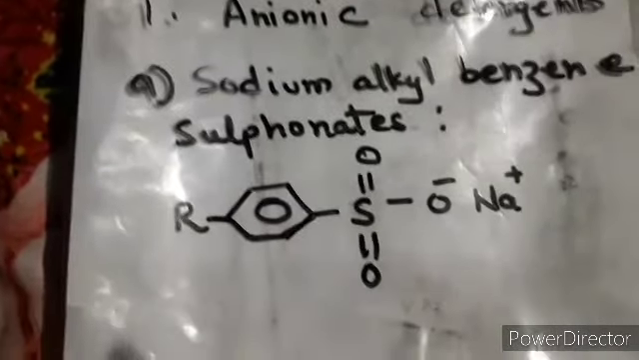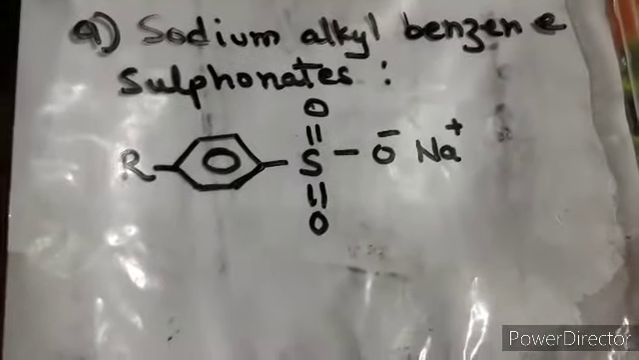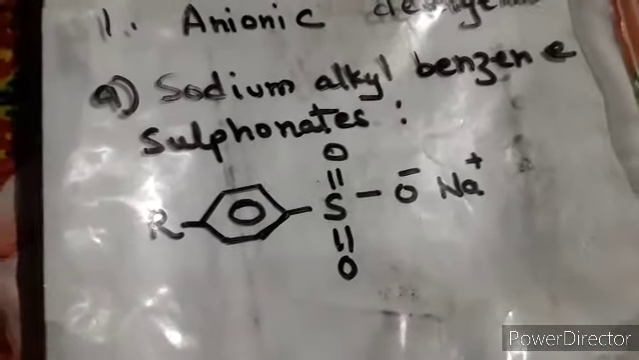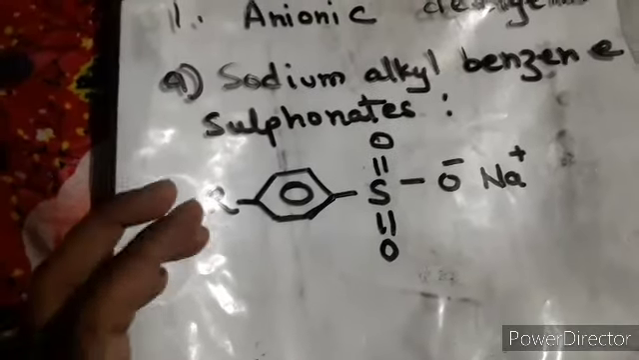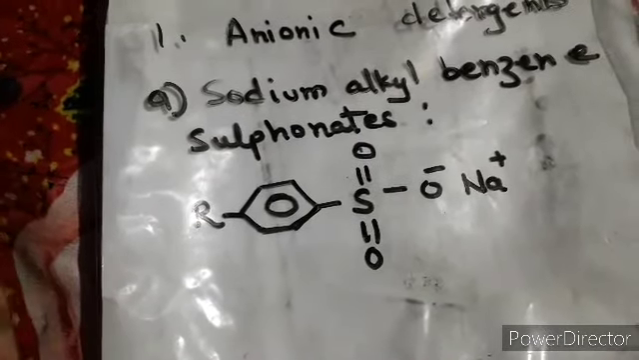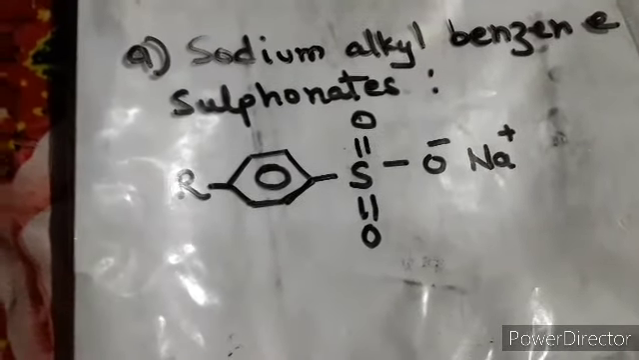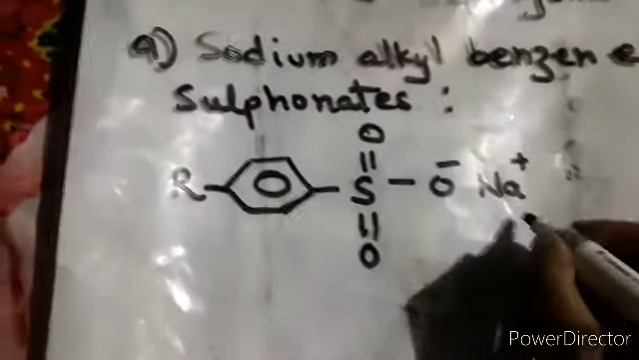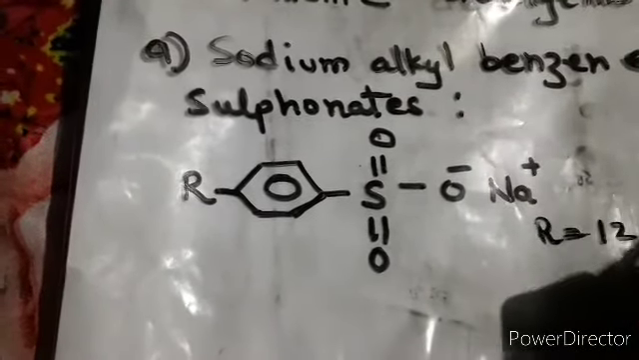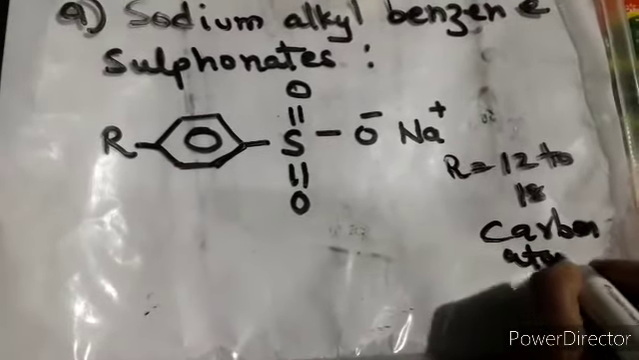So over here also you have to keep in mind that R is your alkyl group, but the point is that R is a long chain alkyl group. It's not that you are writing CH3 over here or C2H5 over here, but it is a long chain, again the same thing which we discussed in the previous example, that R should contain 12 to 18 carbon atoms. So over here the R should have 12 to 18 carbon atoms.